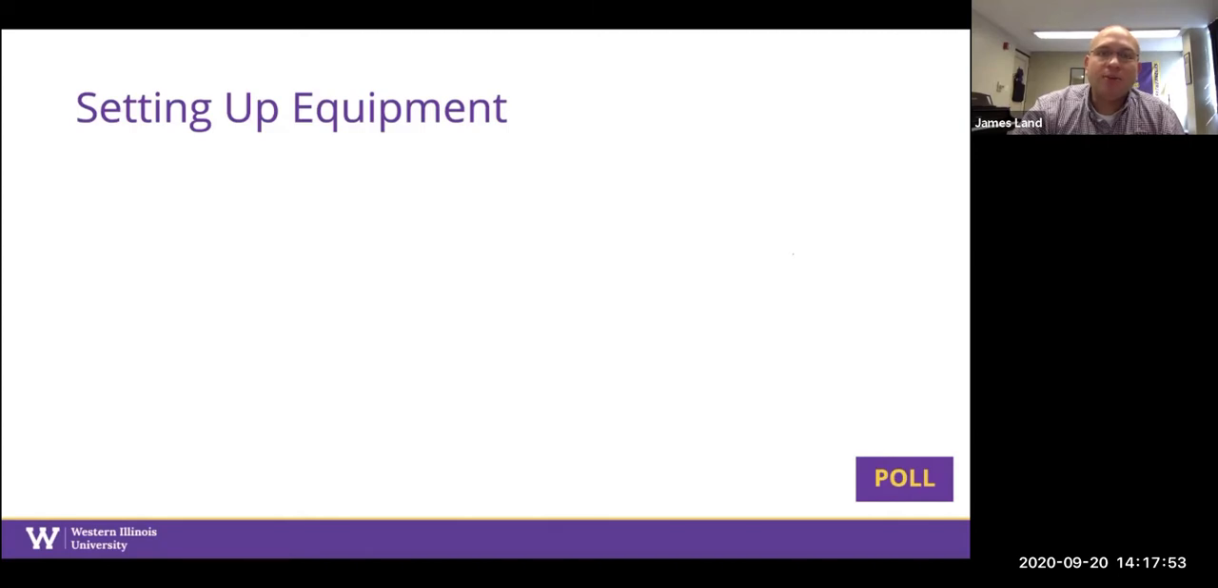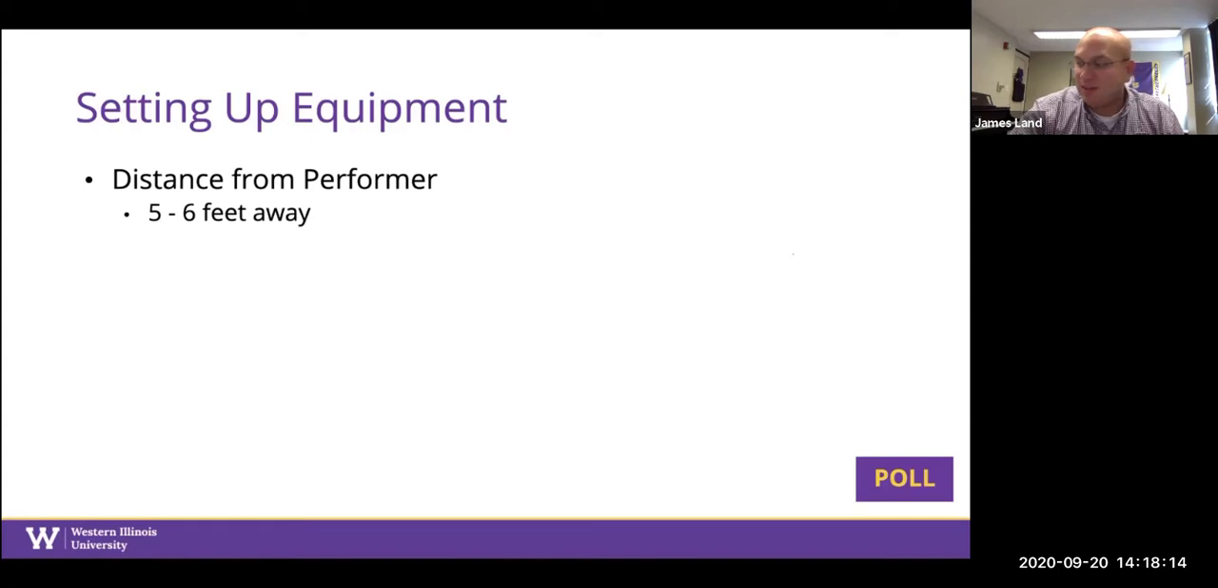Okay, something that we've touched on just a little bit already is how to set up your equipment. As we saw in that very first video that we made, it was not set up very well, both visually or audio-wise. So we want to talk about the distance from the performer, where to set this up. Typically 5 to 6 feet away. That's kind of the sweet spot in general. 5 to 6 feet directly in front of you, okay?